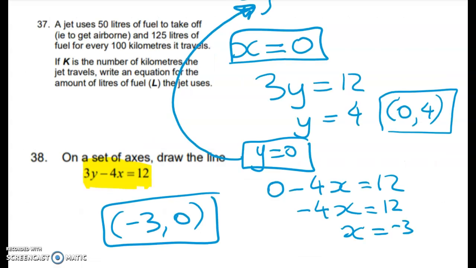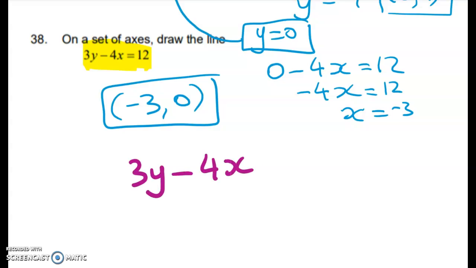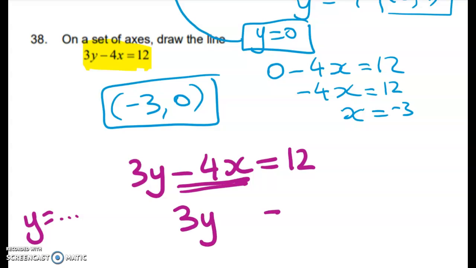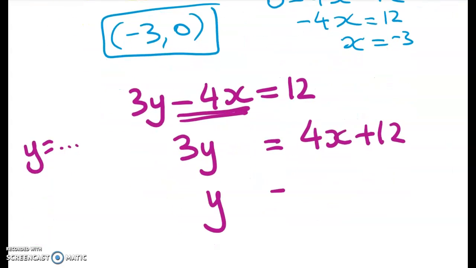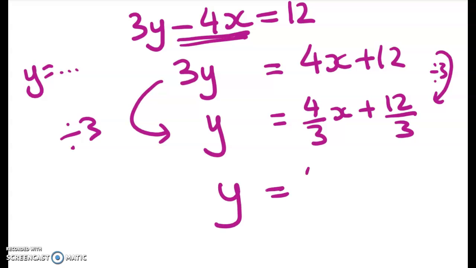But the other way we can do it is we can get it into mx plus c form. So let's do it that way now. Either method is fine. 3y minus 4x equals 12. I want to end up with y equals blah blah. So I'm going to start by adding 4x to both sides. I get 3y is equal to 4x plus 12. Next I have y equals 4/3 x plus 12 divided by 3. So what did I do to both sides? Well, I just divided everything by 3. Cleaning that up gives me y is equal to 4/3 x plus 4.